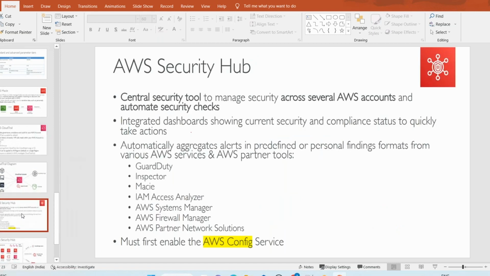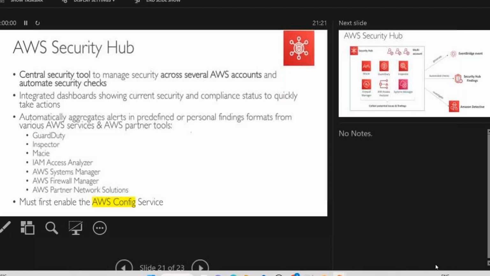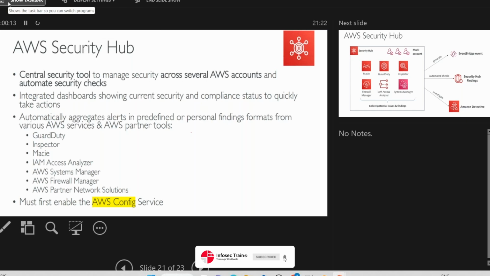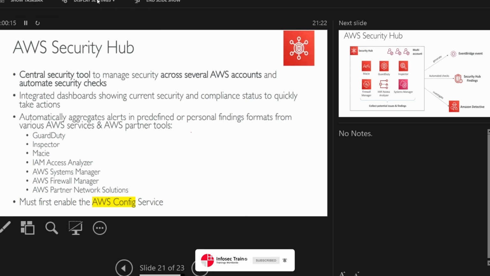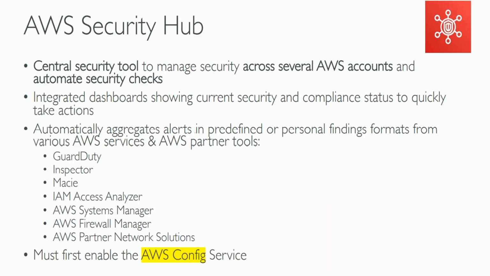Then team, we have AWS Security Hub. So what is AWS Security Hub, team? This is a tool for centralized management. If you have several AWS accounts, I already told you, organizations are going for different accounts. So for this purpose we are going for AWS Security Hub. Cool team.